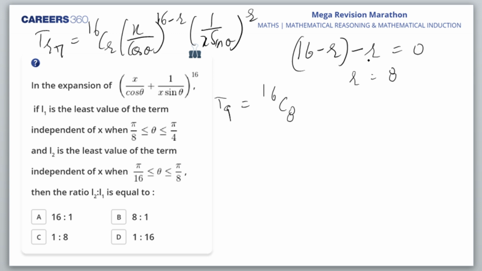and then I'll have x, the x would cancel. You'll have cos raised to power 8, and sin raised to power 8. So cos theta into sin theta whole raised to power 8. Am I right? Now what I do, I multiply by 2 raised to power 8 here, and 2 I put it here.